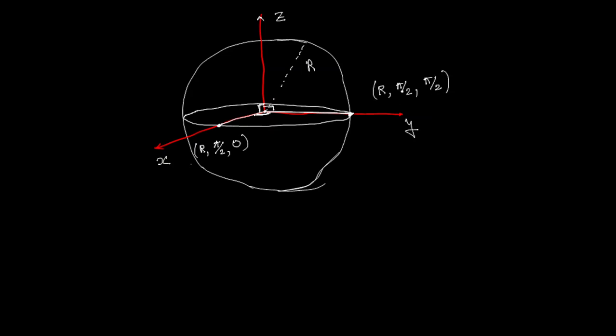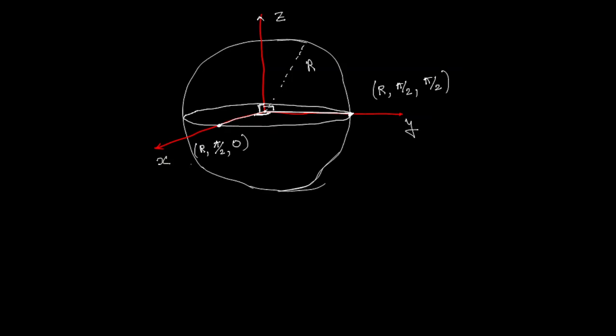Okay, phi will also be 90. Now let me define the directions of r cap, theta cap, phi cap at these 2 points. Then we can generalize what the directions of r cap, theta cap, and phi cap will be at any point on the surface of the sphere.